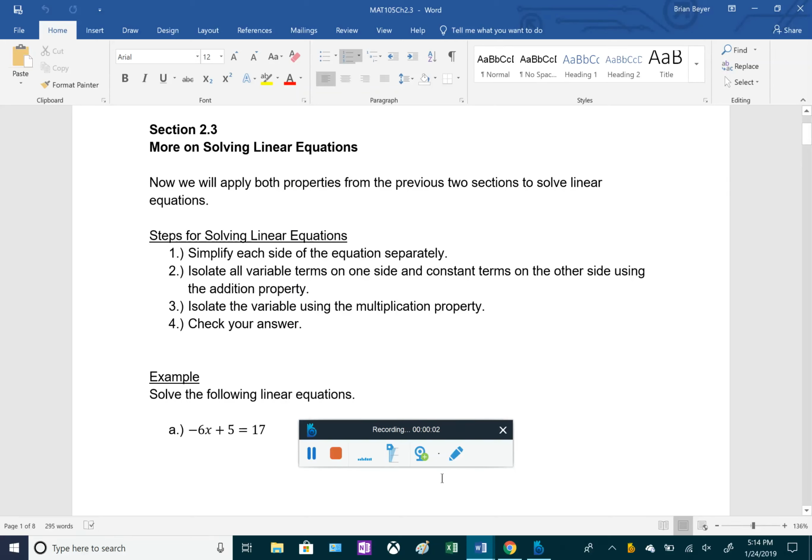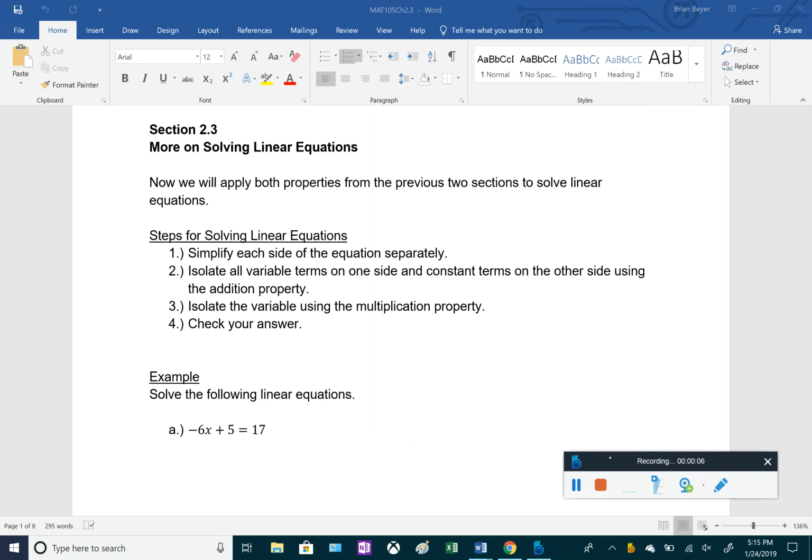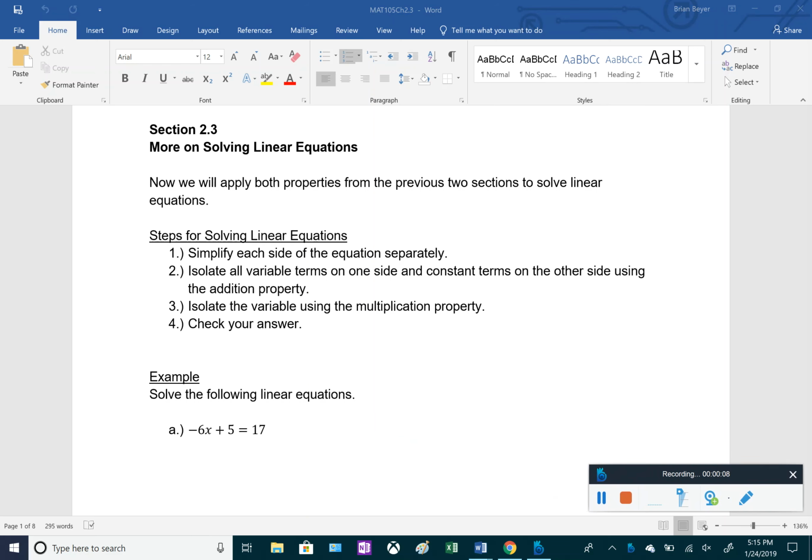Section 2.3, we're still going to be solving linear equations. We're going to be combining both methods from the previous sections. So the general steps for solving linear equations here: we're going to work with both sides of the equal sign separately and simplify them. We might have to distribute and combine like terms to simplify them.